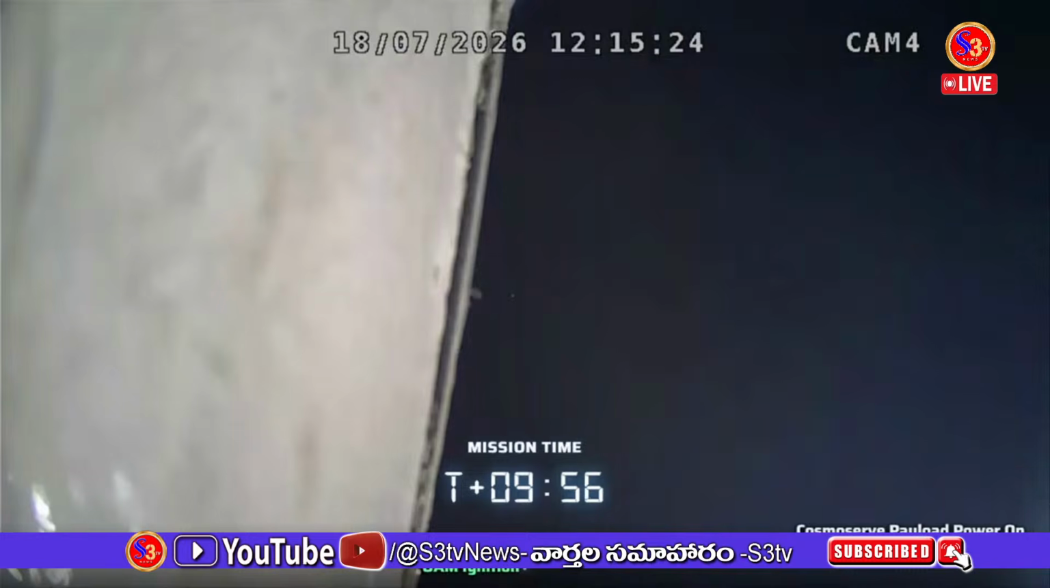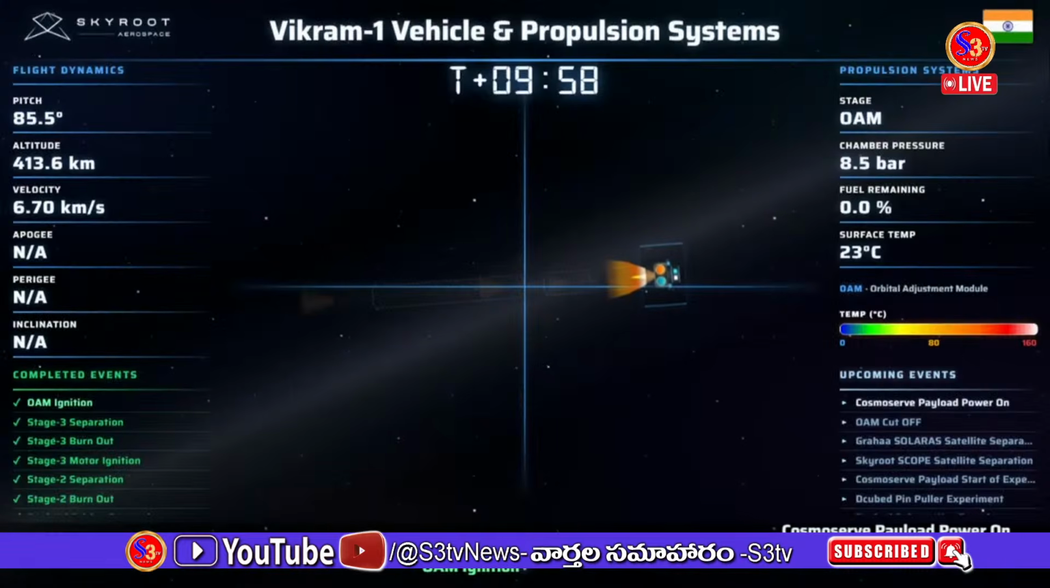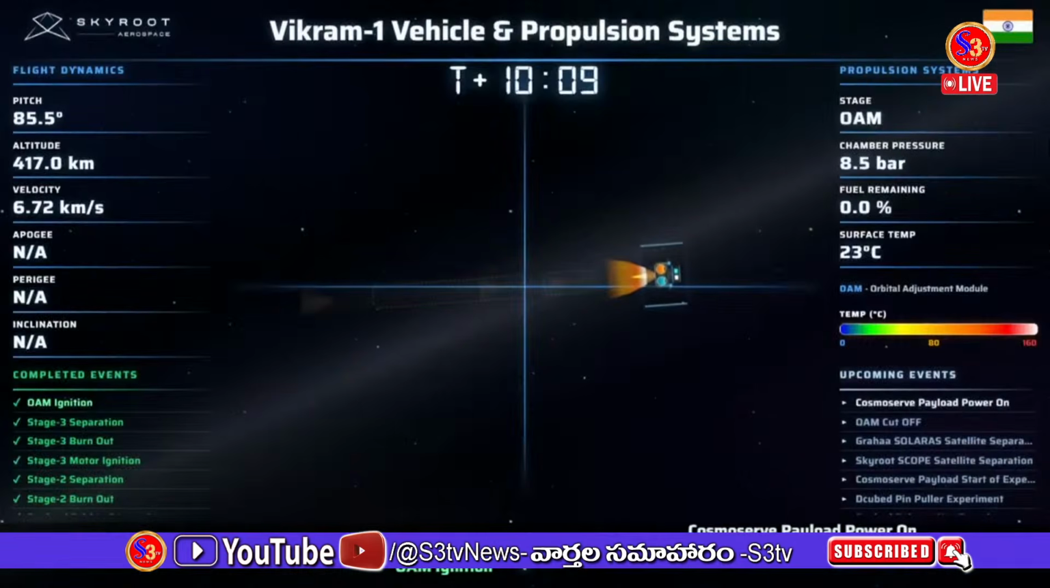During this phase, the vehicle will steadily accelerate from about 6.68 kilometers per second to nearly 7.64 kilometers per second, delivering the precise velocity needed to achieve its planned 450 by 450 kilometers circular low Earth orbit at a 60-degree inclination.